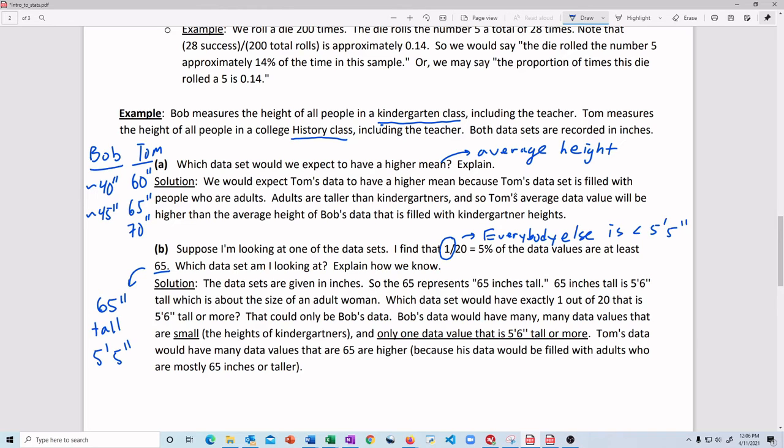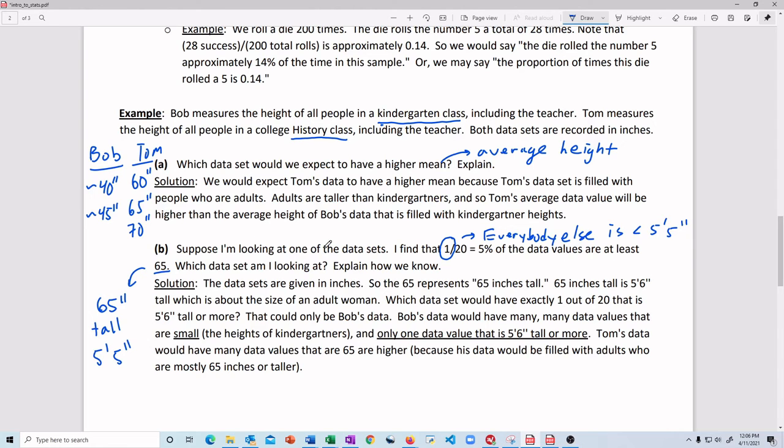Everyone else is shorter than that. So think about it. Which data set is going to have a room full of people who are all shorter than 5'5", except for the one person? Well, that's going to be Bob, because Bob has the kindergarten class. And what did we say? These students are shorter. All these students are shorter.